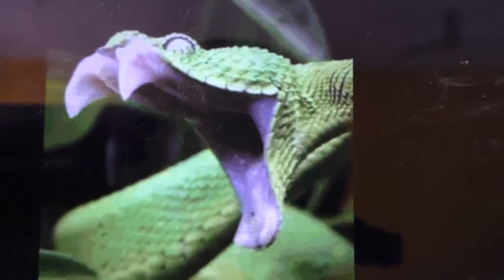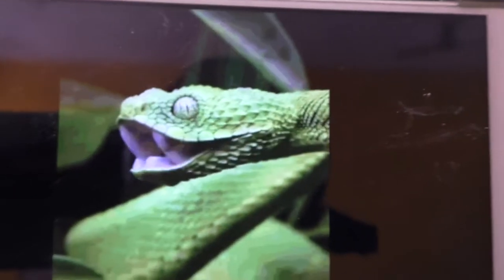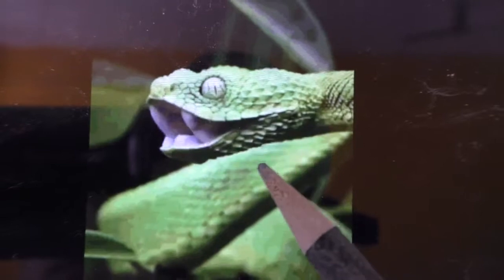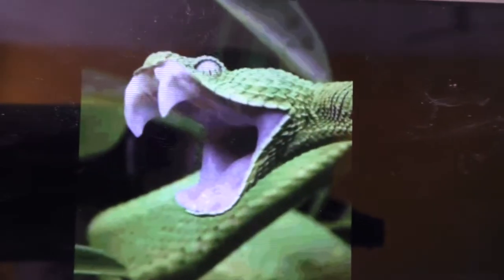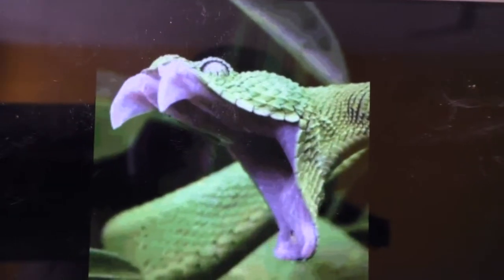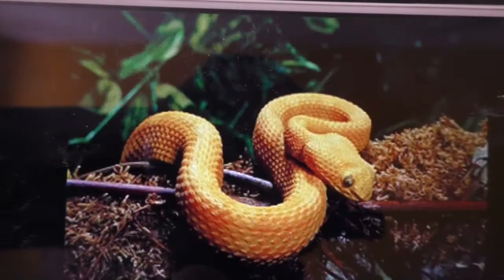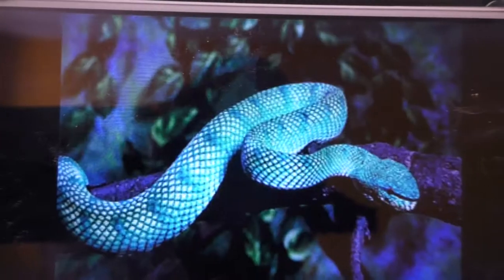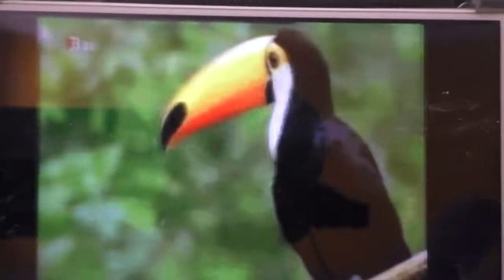See, look here how widely the snake is opening its mouth. Fangs. It swallows its food whole. The snake swallows its food. Isn't it? Different snakes are there, isn't it?